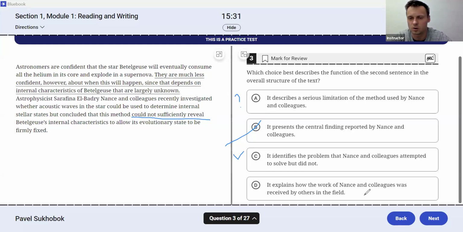D, it explains how the work of Nance and colleagues was received by others. We have no idea how their work was received by others. We don't know what people's response was to their work. Maybe nobody found out about it because they realized it wasn't going to work. So A, I thought, was the second best answer choice, but like we talked about, even though it was a limitation, it wasn't a limitation on the method that Nance used. Instead, it was a problem that Nance and her colleagues tried to solve but didn't.